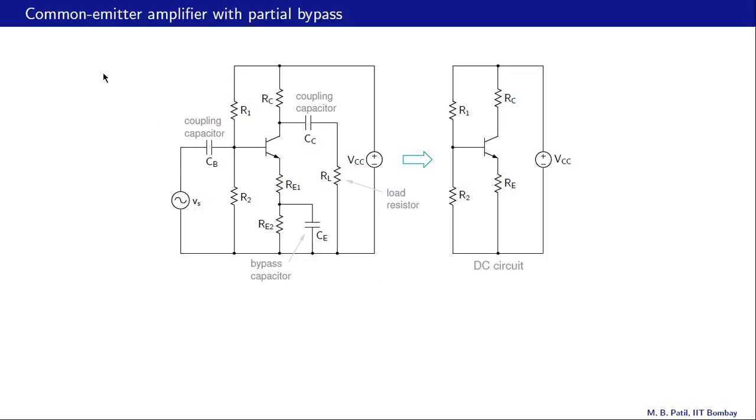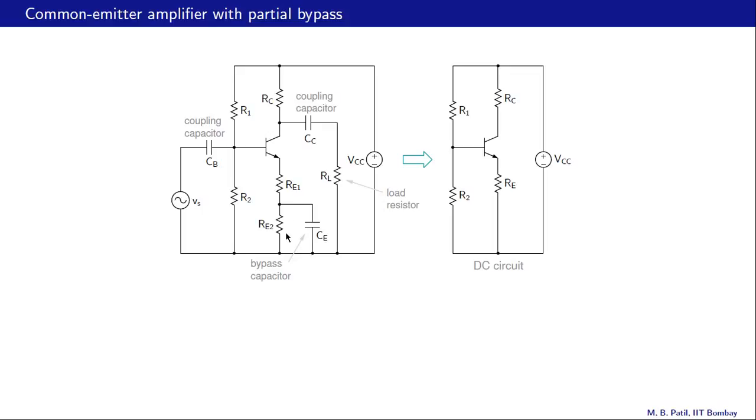We now consider the common emitter amplifier with partial bypass, and let us see what this means. This circuit looks very similar to the common emitter amplifier. R1, R2, RC, CB, CC, all of these things were there in the common emitter amplifier circuit. What is different here is that the emitter resistance has been split into two, RE1 and RE2.